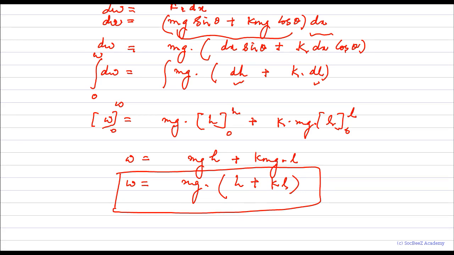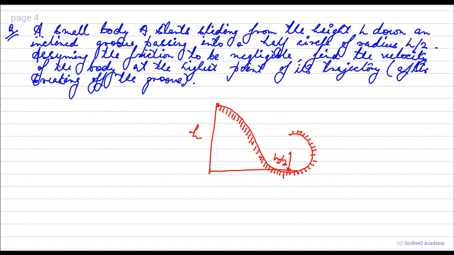Fine. Now let us move on to the next problem, which is this. A small body A starts sliding from the height h down an inclined groove passing into a half circle of radius h by 2. Assuming the friction to be negligible, find the velocity of the body at the highest point of its trajectory after breaking off the groove.